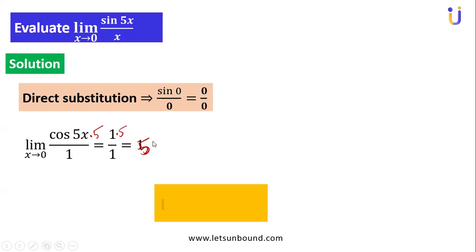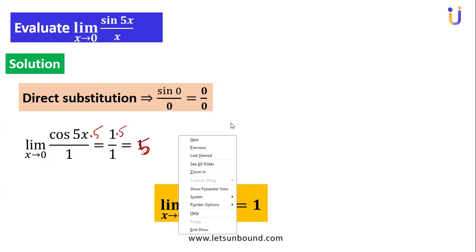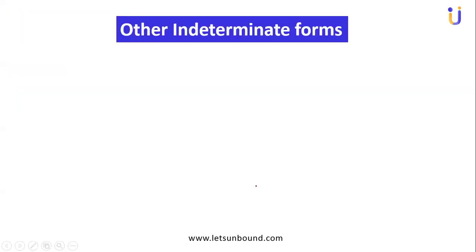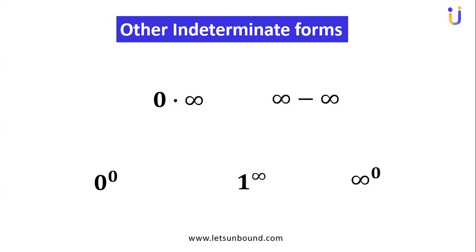So the answer will be 5 over here. Then other indeterminate forms: 0 into infinity, infinity minus infinity. These are also indeterminate forms. But if you get these, we won't apply L'Hopital's rule directly. But you can convert them into either 0 by 0 or infinity by infinity form.